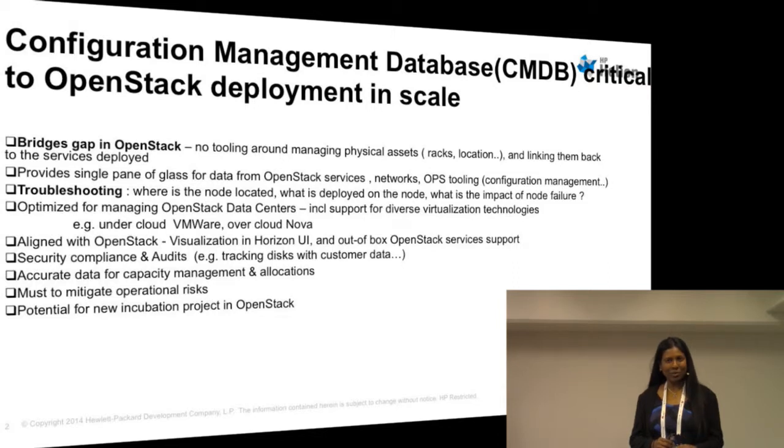And this is super critical for troubleshooting. It's optimized for managing OpenStack data centers. So it includes support for diverse virtualization technologies, KVM, VMware. It's aligned with OpenStack in terms of visualization in the Horizon UI. There is out-of-the-box OpenStack services support. It's super useful for security compliance and audits, and accurate data for capacity management and allocations. So all in all, this has been a must for us to operate OpenStack at scale.